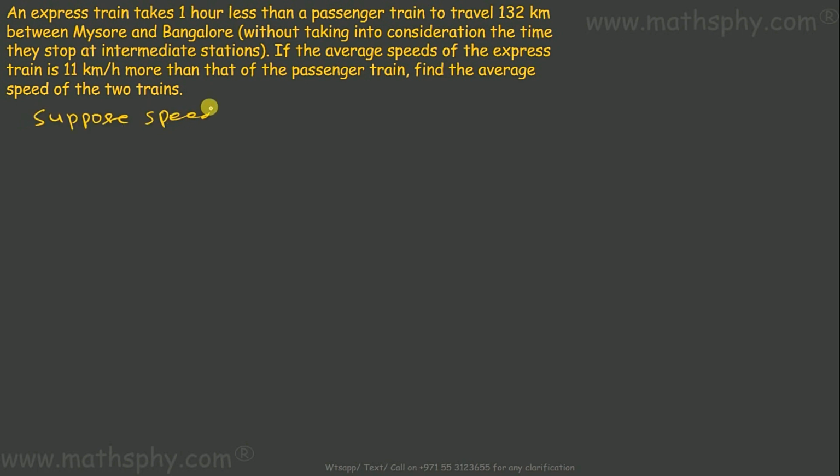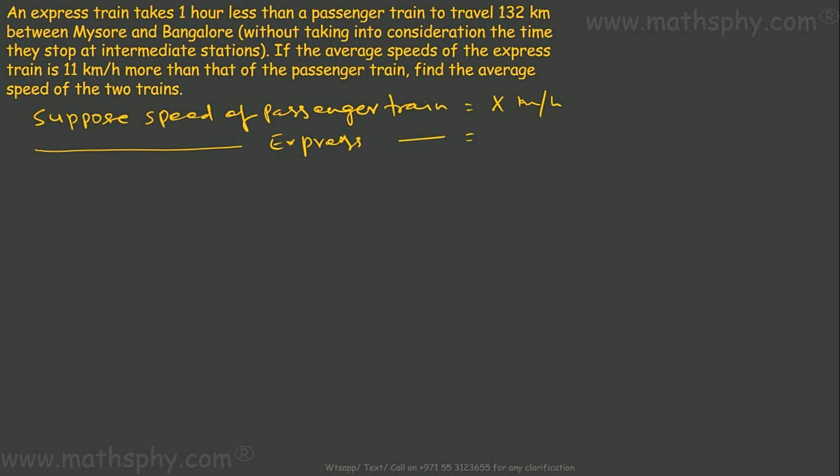But this question here, suppose I write this way, suppose speed of passenger train is say x kilometer per hour. Then the speed of express train, it says average speed of the express train is 11 kilometers per hour more. x plus 11 kilometers per hour. This is the speed for express train. This is speed for the passenger train.